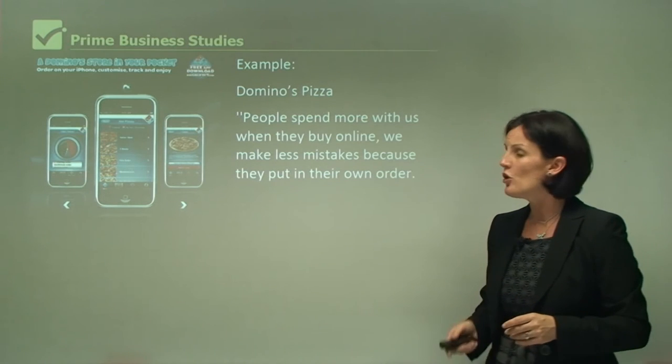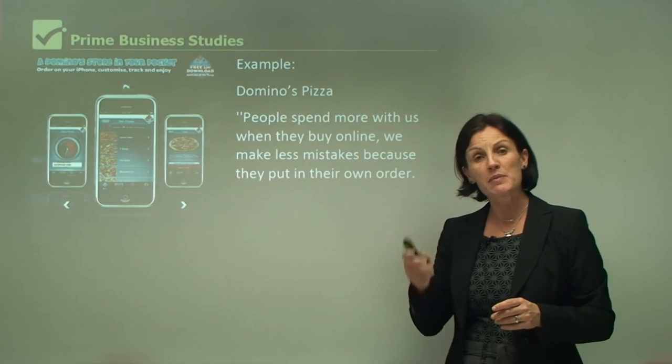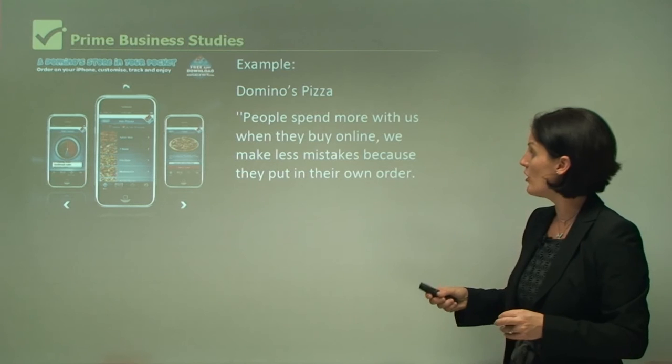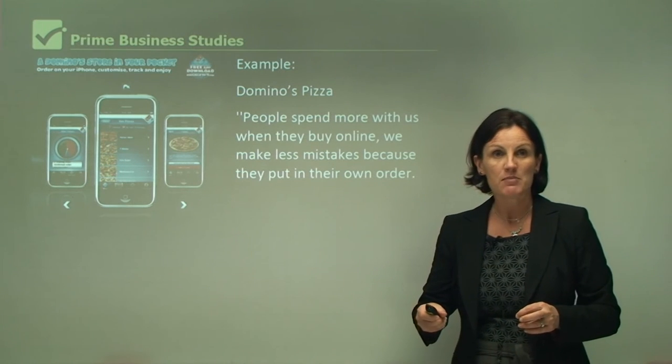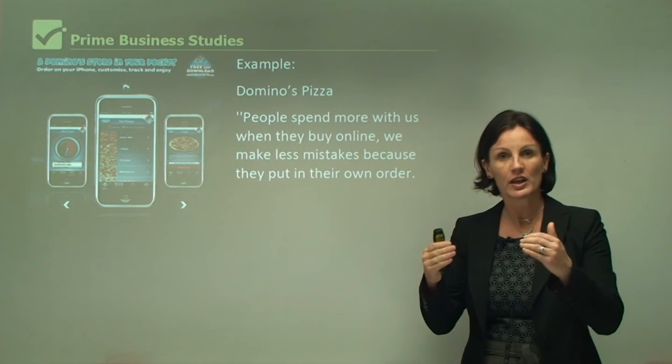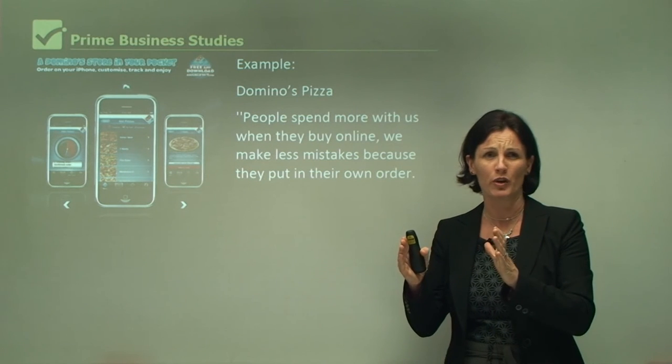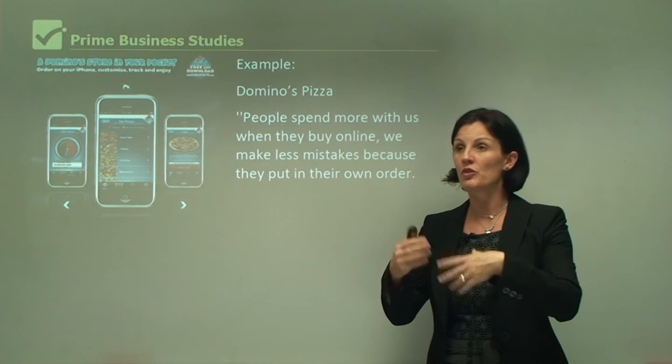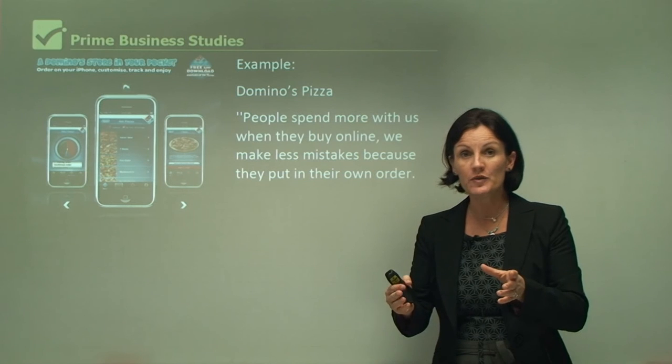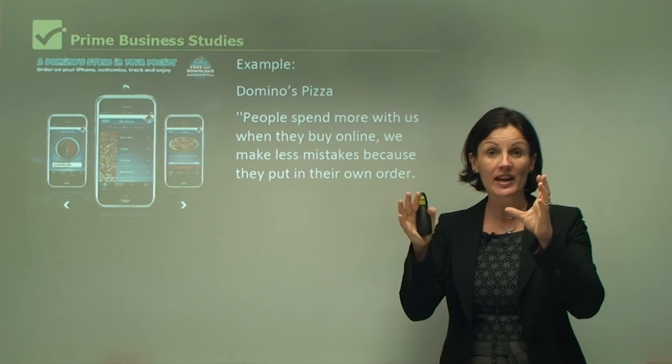They also found that when people buy online, Domino's make fewer mistakes because it's recorded on their computer exactly what people want. So if I want a pizza and I want the vegetarian but I don't want olives, it's actually recorded digitally and they can actually see that.